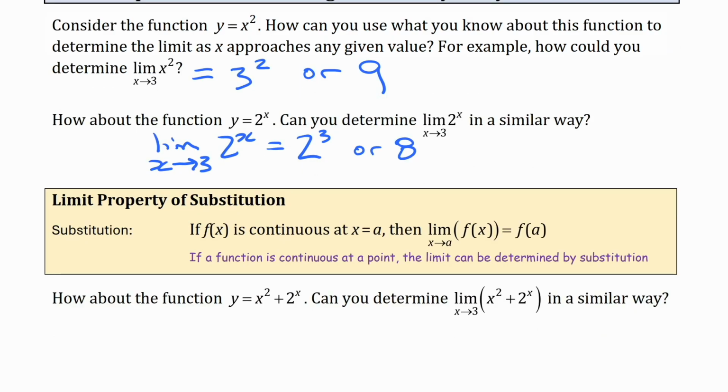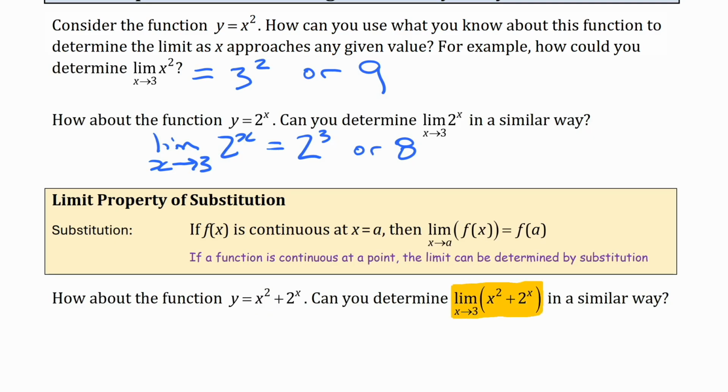Let's think about the function y equals x squared plus 2 to the x. Now you likely have never graphed that function and you don't have a picture of what it is in your mind, but let's say you wanted to find the limit of that function as x approaches 3. Well, because that function is made up of two that we are familiar with, and we just worked out the limit of each of those, as in, if we know the limit of x squared as x approaches 3 is 9, and the limit of 2 to the x as x approaches 3 is 8, and we know that the function we're looking at now is just made up of those two individual components added together.